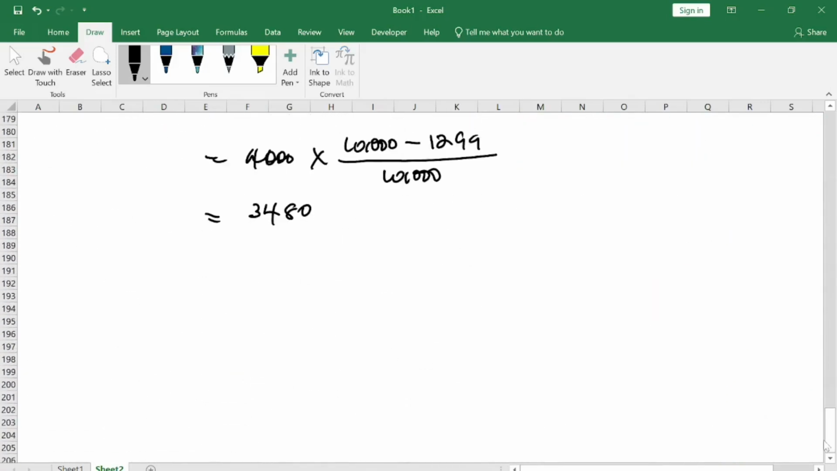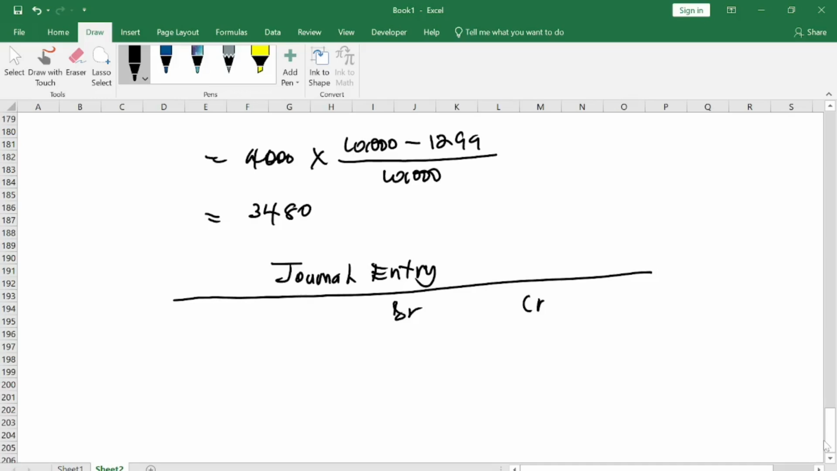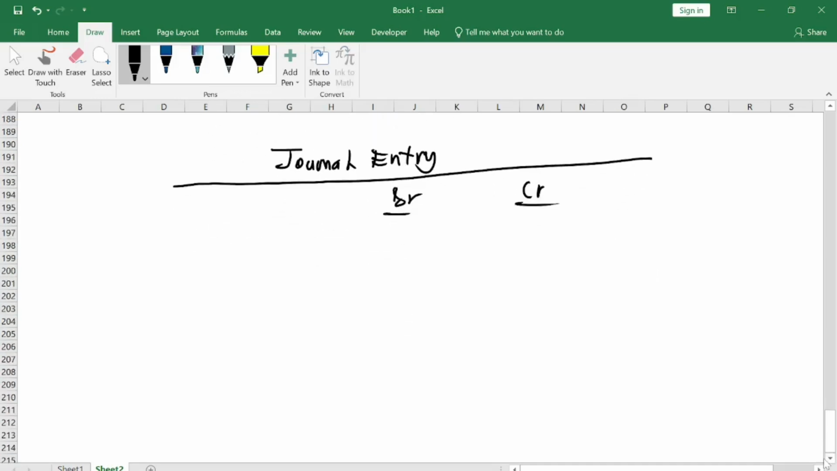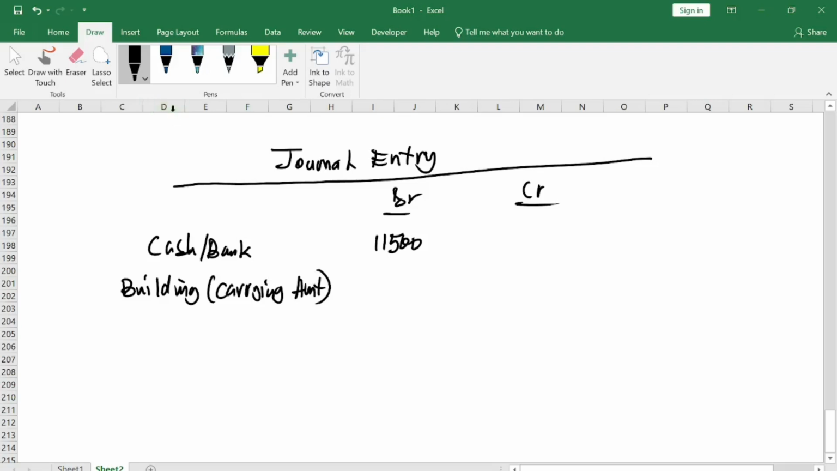So now that we've had all that we need, we can now start extracting our journal entries and other relevant extracts. You start with your journal entry. You have your debit, you have your credit. You earlier sold the asset. When you sold the asset, it is cash or bank that comes to you. How much did you sell it for? You sold the asset for 11.5 million. And the asset that you sold is a building. You have to derecognize this asset from your books because you've sold it.